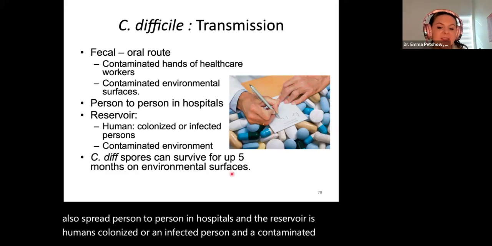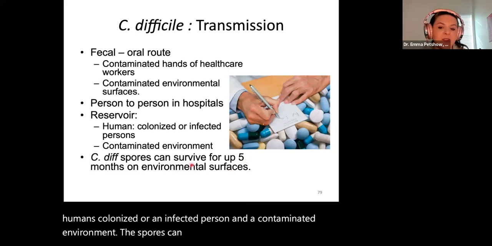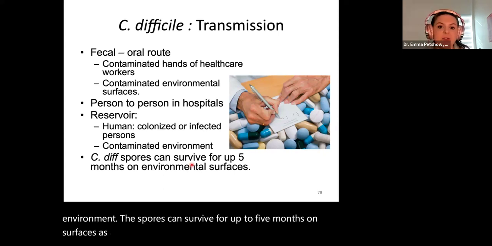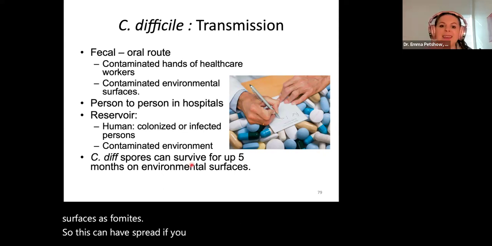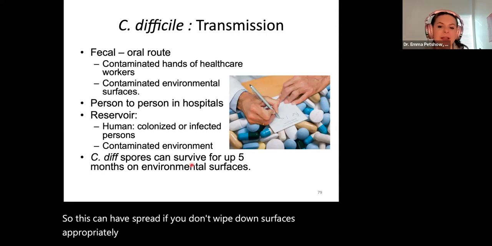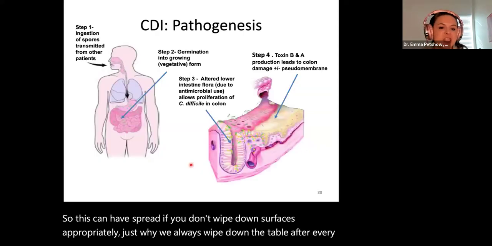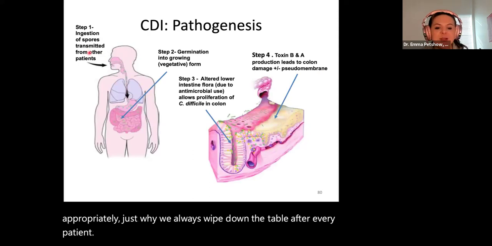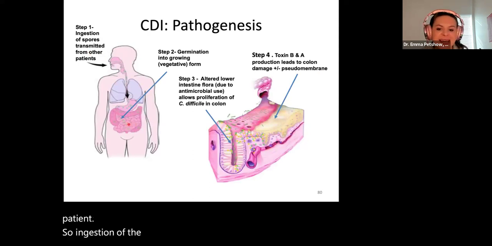The spores can survive for up to 5 months on surfaces as fomites. So these can spread if you don't wipe down surfaces appropriately, which is why we always wipe down the table after every patient. So ingestion of the spores, germination and growth inside the gut.